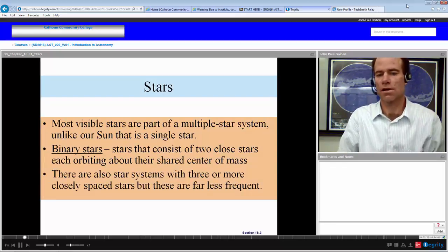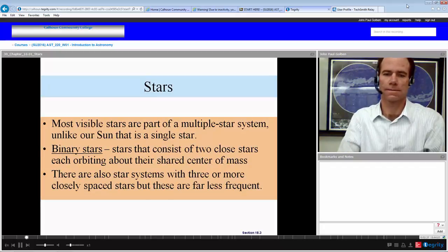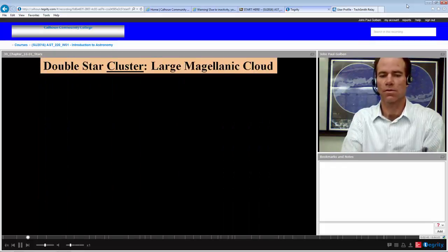Also, there are other star systems with three or more closely spaced stars, but these are far less frequent. Most of the stars that you see in the sky when you look out at night are binary star systems. And we'll talk about that more later in this chapter, of why we see those stars and why they're not single star systems.